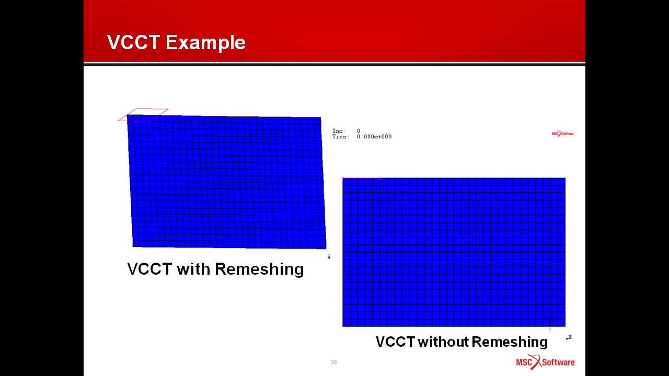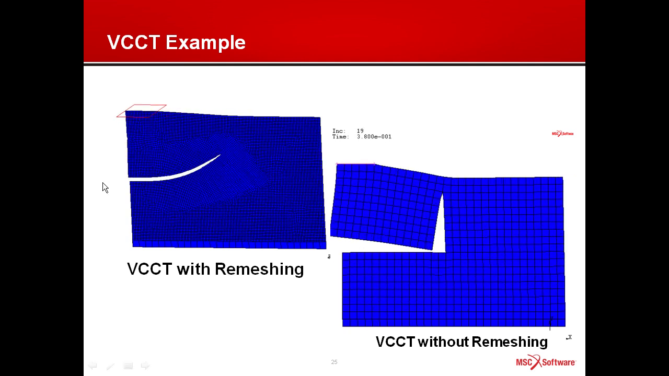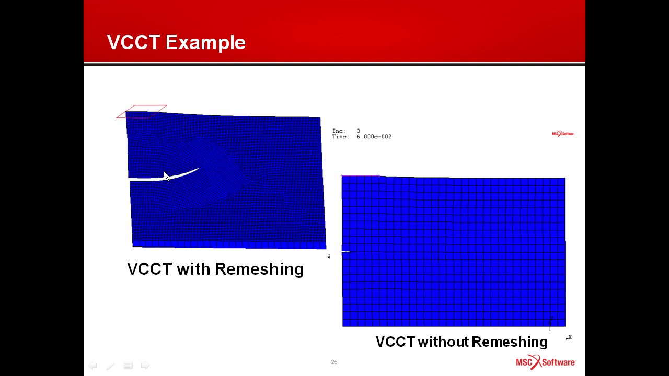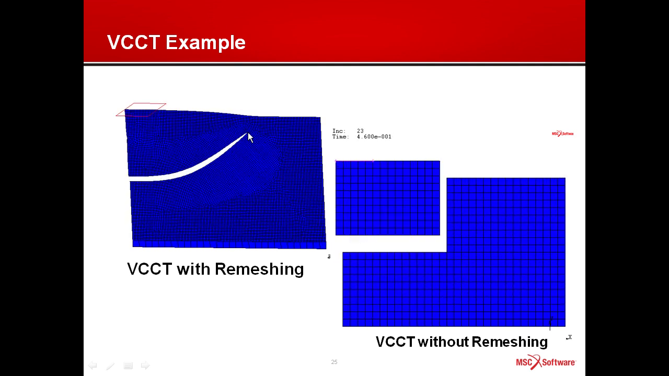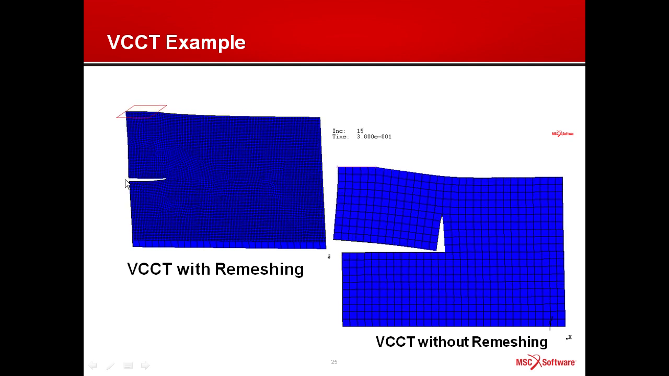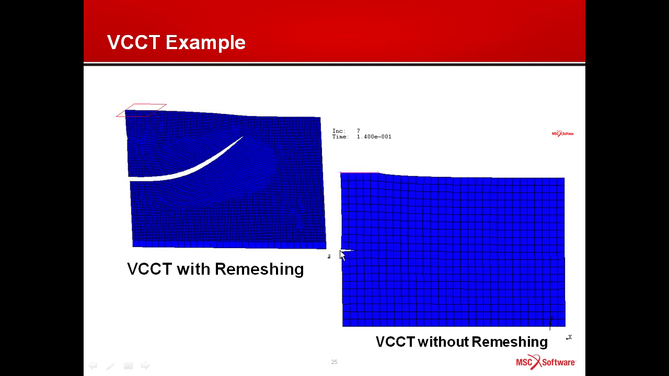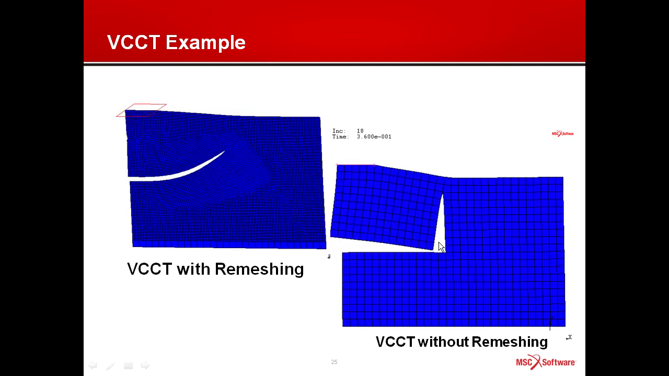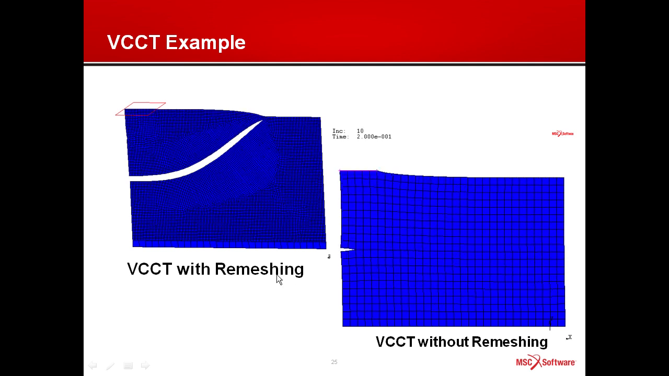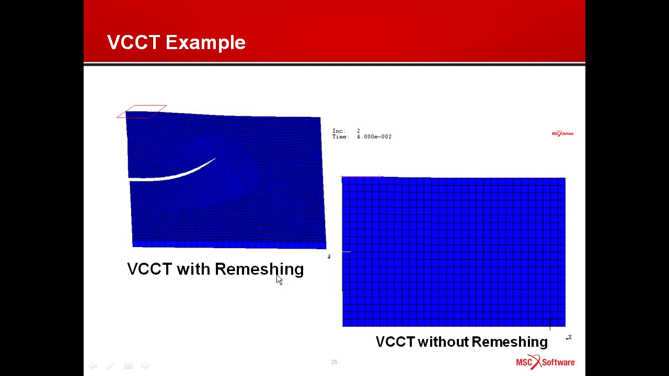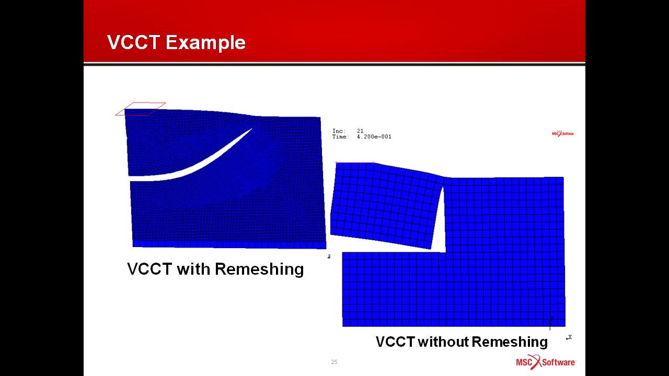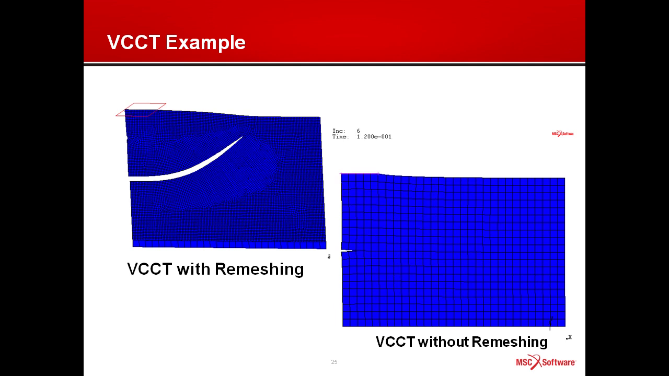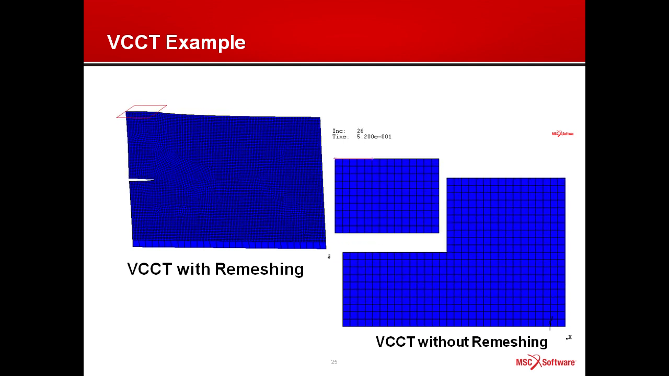I'll show you an animation. This is an animation on the left-hand side. You notice we have a pretty fine mesh being remeshed as the crack is growing, and it's naturally allowing the crack to grow and curve upward. On the right-hand side, I turned off propagation along element edge, and it does have a different behavior. This is a good time to mention VCCT remeshing and growing along element edge is also only supported in MARC.